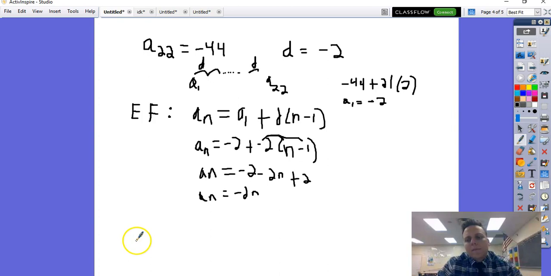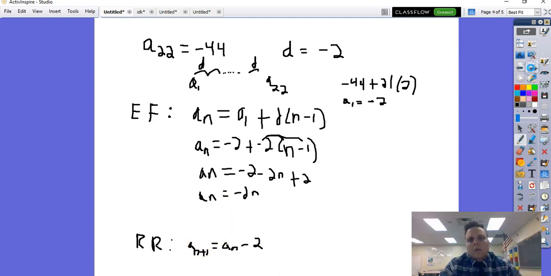Awesome. Alright, now I also need to make my recursive rule. My recursive rule is simply always a sub n plus 1 is equal to a sub n plus d. Well, what do I know d is for this problem? Negative 2, so I just write minus 2. Bam, I'm done. That's it. So these are my two. This is my explicit. This is my recursive.